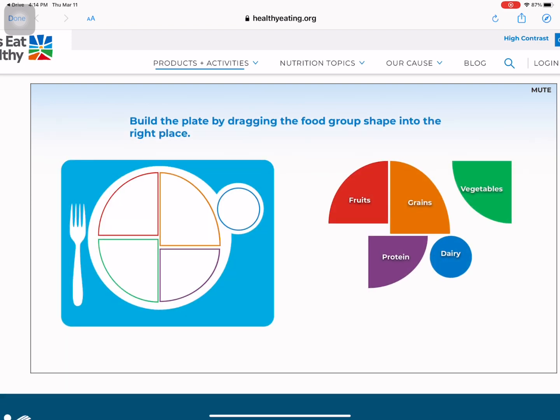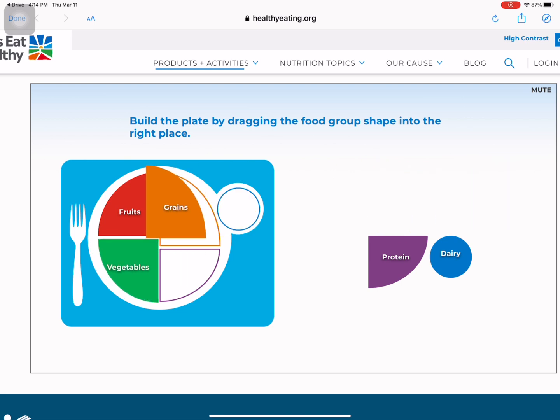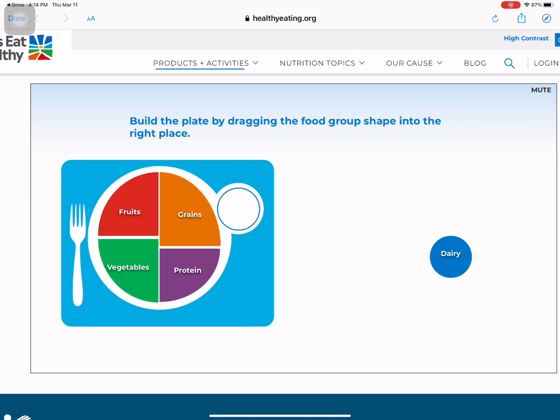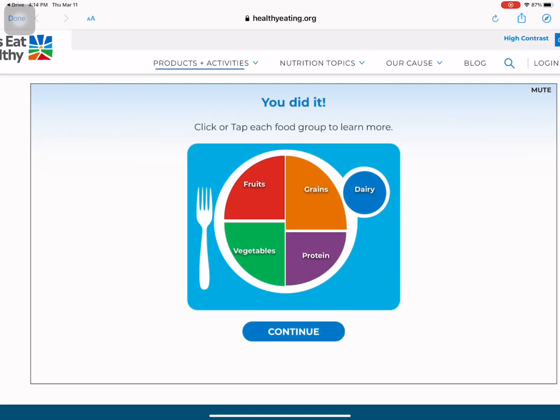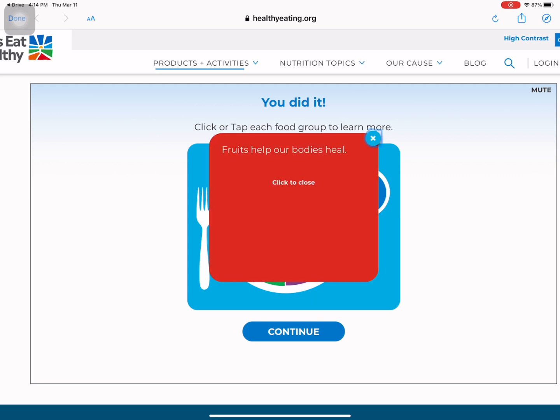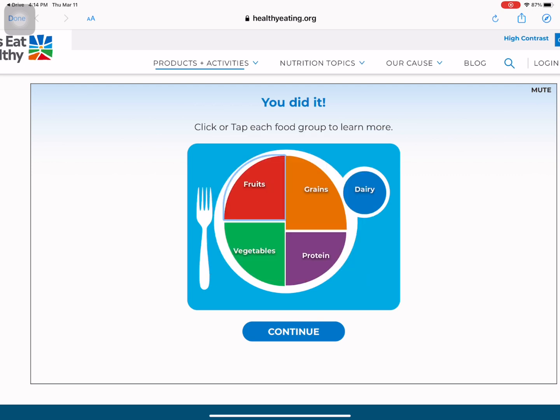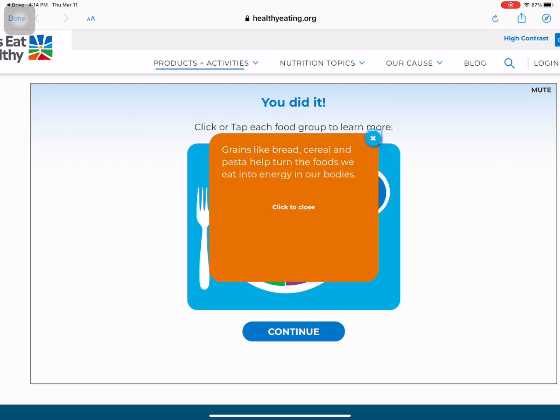Build the plate by dragging the food group shape into the right place. You did it! Click each food group to learn more. Fruits help our bodies heal. Grains, like bread, cereal, and pasta, help turn the foods we eat into energy in our bodies.